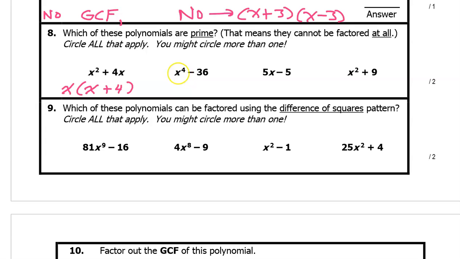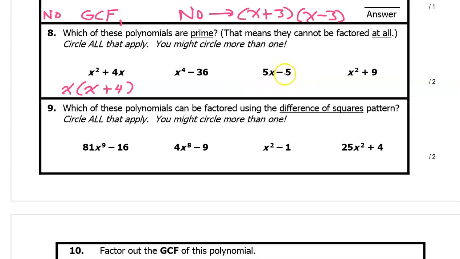I'm going to come back to this one. This one has no GCF. Obviously there's no number that's common. But there's also no variables common to both terms. So this has no GCF. So maybe this is prime.